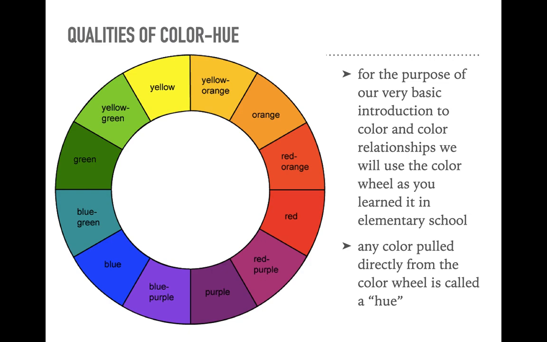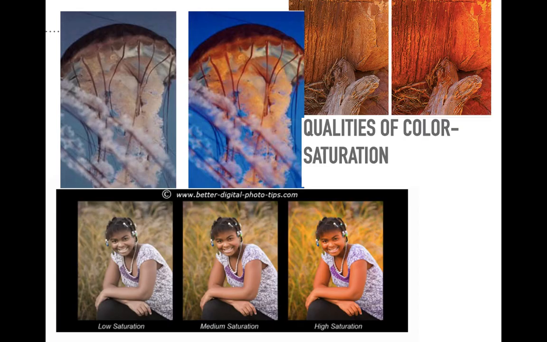This is our color wheel, and the first vocab word is hue, and hue is the word for any color pulled directly from the color wheel. So if I said, "What's your favorite color?" what I mean is, what's your favorite hue? My favorite hue is red-orange.